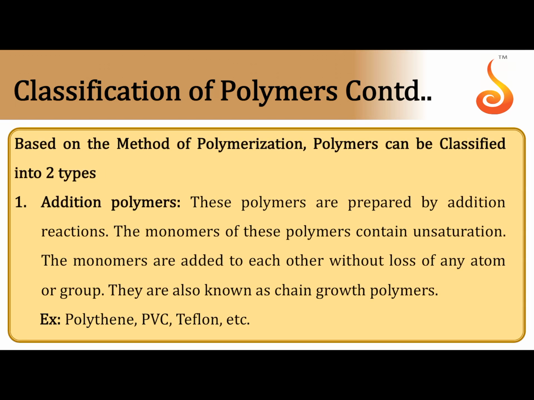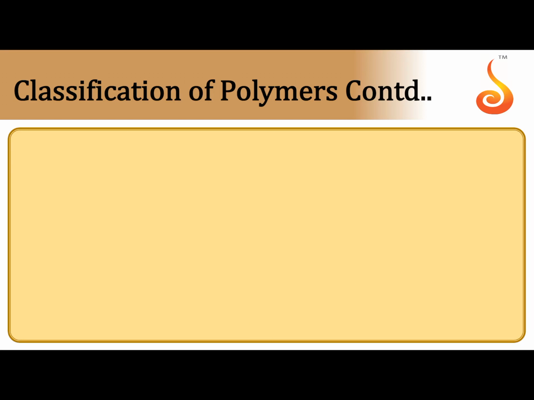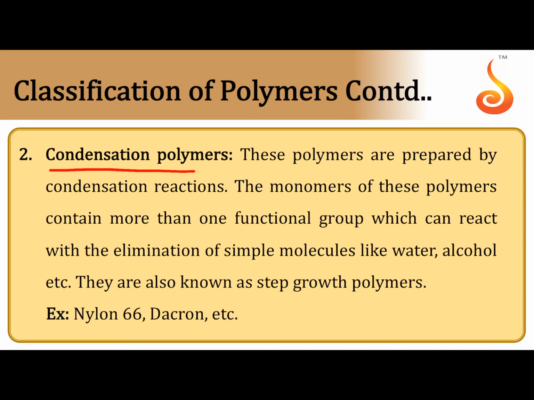Next one, based on the method of reaction. Some polymers are obtained by addition reaction, some others are obtained by condensation reaction. Based on the mechanism of polymerization, they are divided into two types: addition polymers, formed by addition reaction. For addition polymers, a double bond is compulsory, C=C double bond. Next, condensation polymer. Condensation, we know, is addition followed by elimination.